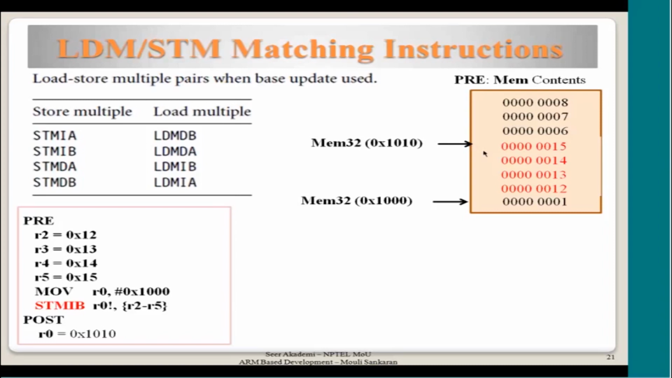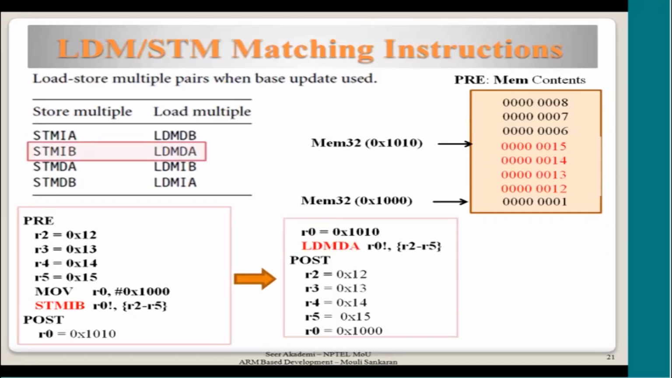Then what will you do? You will copy this, and if you give the same order R2 to R5, that means the lower register will get the lower data, and the higher register will get the data at the higher address. So R5 will get this value, and R2 will get this value. But you have to use decrement after. Okay, I am using that properly. I am using the same R0 because assume that R0 is not changed after using this, when you are using this.